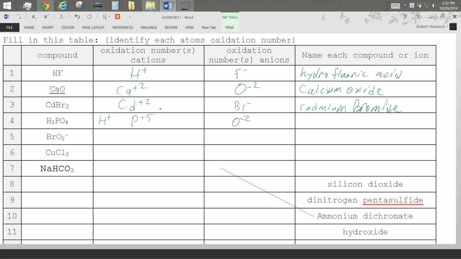Are we okay with me assigning a +5 to phosphorus? In the name? Why is it phosphoric acid? Because it's phosphate, because it's PO4. And how come it's not hydrophosphoric acid? Because there's oxygen there. Okay. Next one.